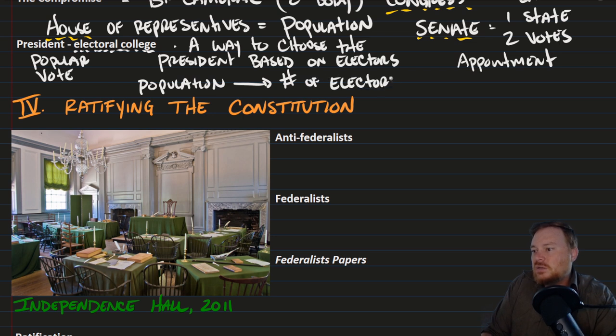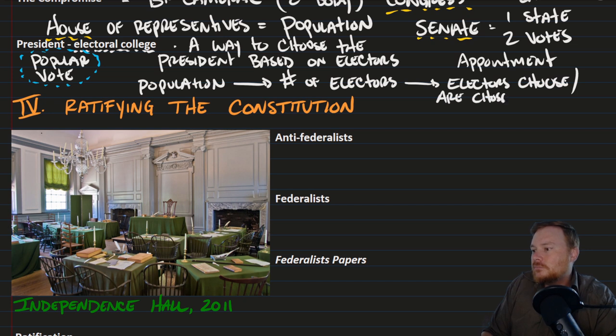So in this sense, it is trying to reflect a little bit of the democratic sentiment, right? The idea is that states that have more people are going to get more electors when it comes to choosing the president. But at the end of the day, the electors choose, or are chosen, to vote for a president.